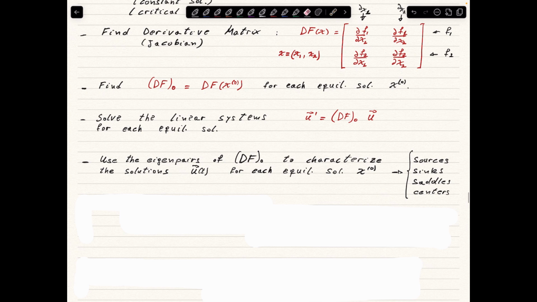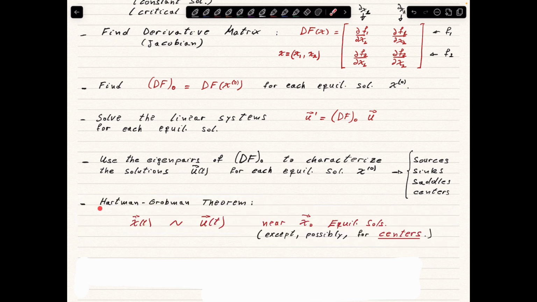And the relation is given by this result, which is called the Hartman-Grobman theorem, that says that the behavior of the solutions of the linear systems, so these are the linearizations of the nonlinear system at each equilibrium solution, is similar to the solution of the nonlinear system near, and here I have the wrong notation, near the equilibrium solutions we found for each equilibrium solution. But this relation holds for sources, sinks, and saddles.